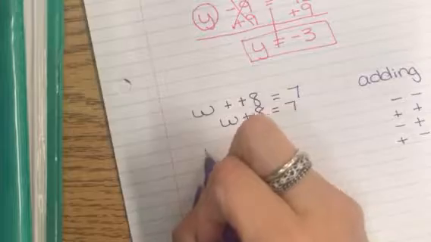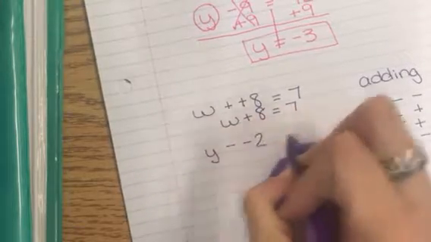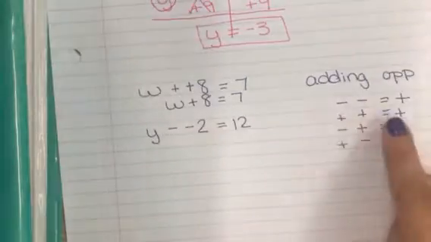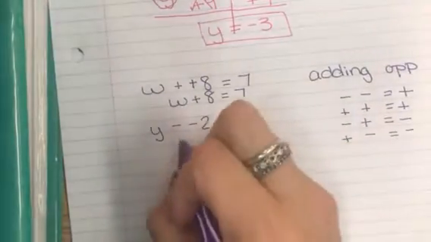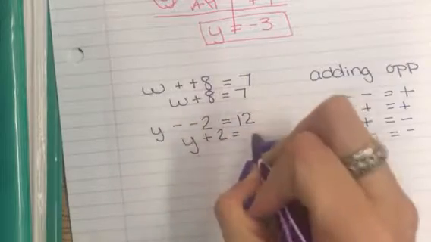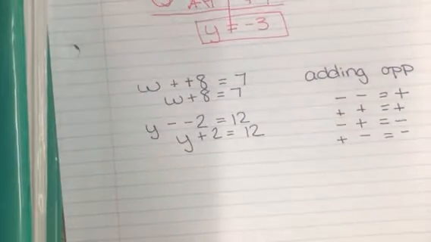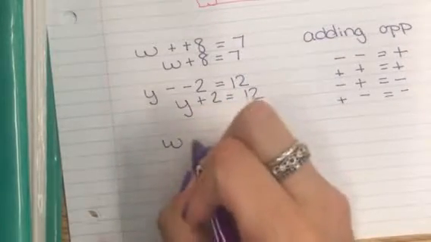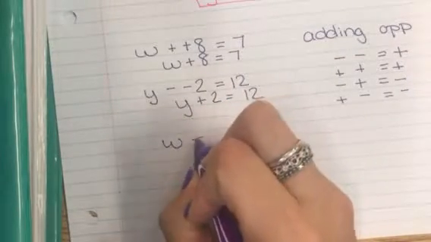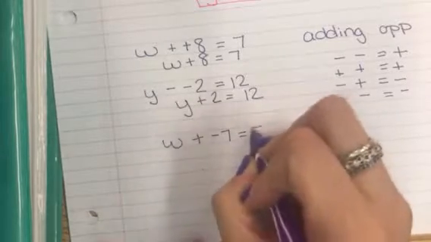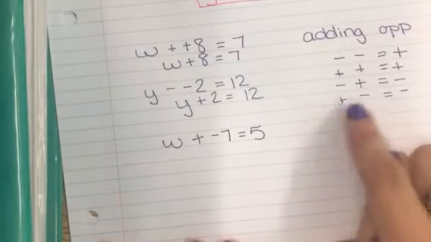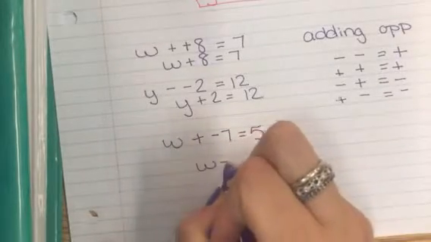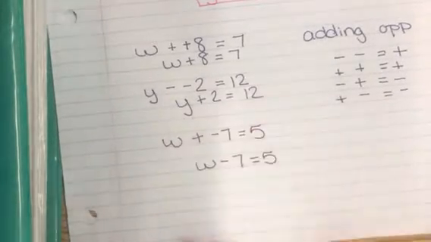So if we saw something that said y minus negative 2 equals 12, we know that two of the same signs mean I can turn that into addition, and I can just turn this into y plus 2 equals 12. If I see two of the opposite signs, I know that's going to be a subtraction, so I can just turn this into w minus 7 equals 5.